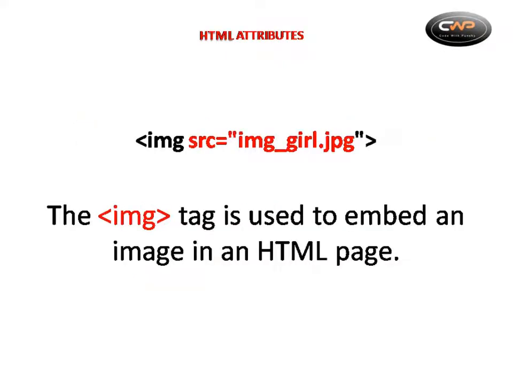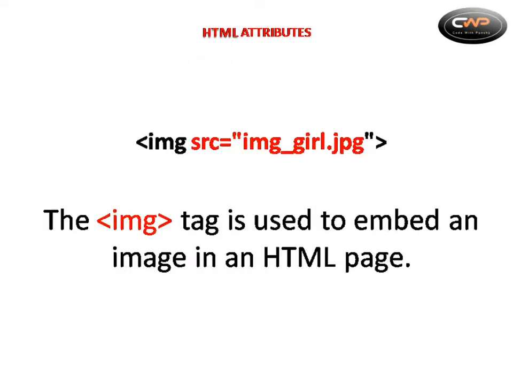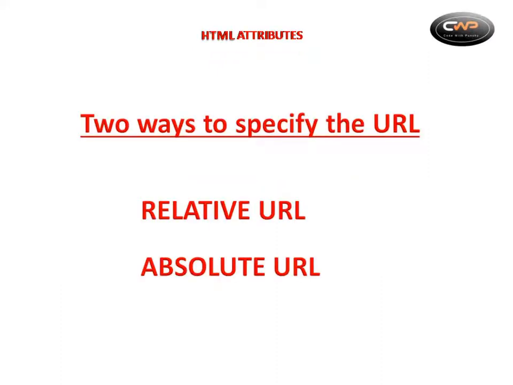First, the IMG tag is used to embed an image in an HTML page. The SRC attribute specifies the path to the image to be displayed. If you check this example here, you will see that img_girl.jpg assigned to the SRC attribute is the path to the image to be displayed. Attributes are always specified in the start tag, like we said earlier while we were talking about the href attribute. Now let's talk about the two ways to specify the URL.